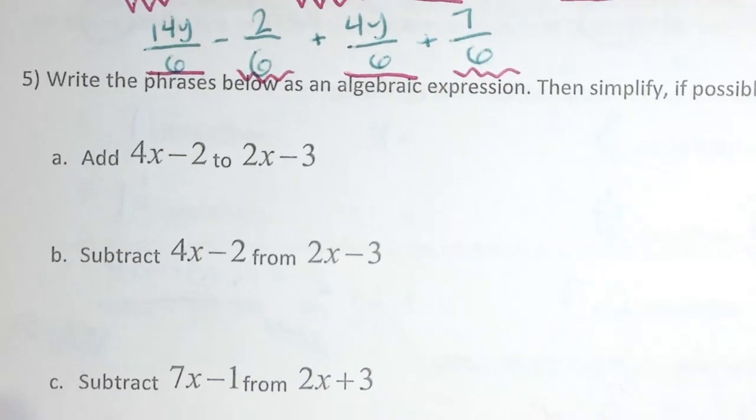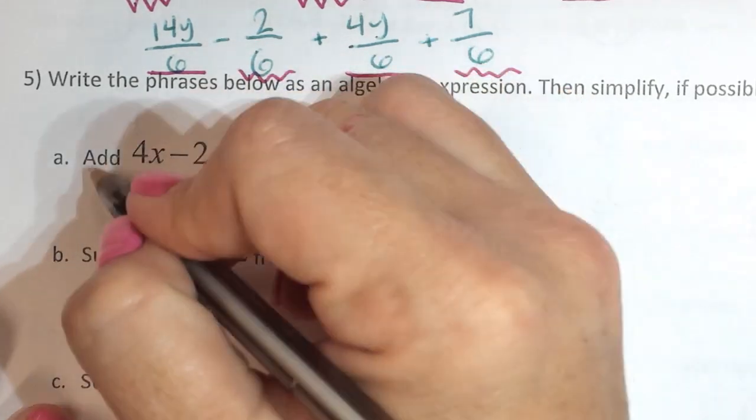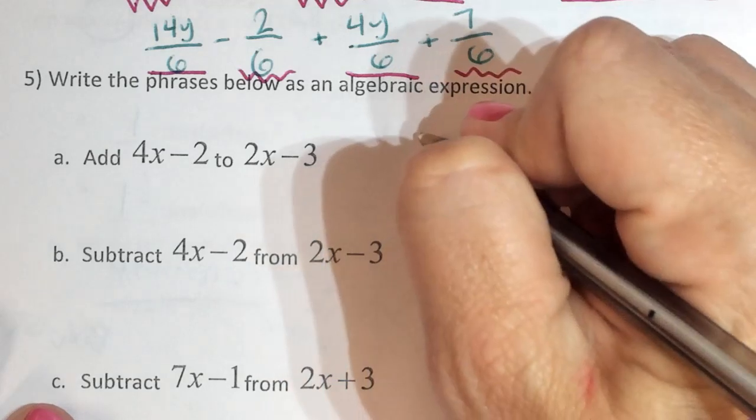Look at number 5. So these are a little weird. Addition is not, because here's my question. Does order matter when you're adding? What's 2 plus 3? 5. What's 3 plus 2? Did it change? No, because when you're adding, order doesn't matter. So it doesn't matter. It says add this to that. We can just rewrite it.